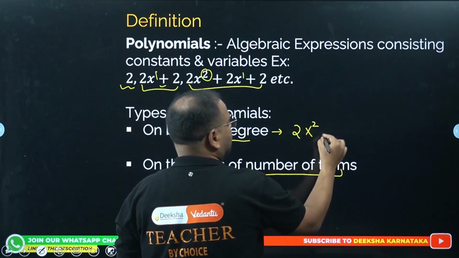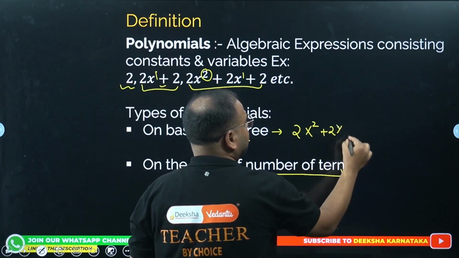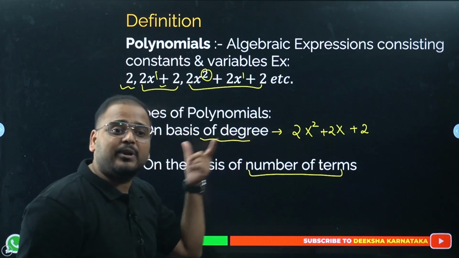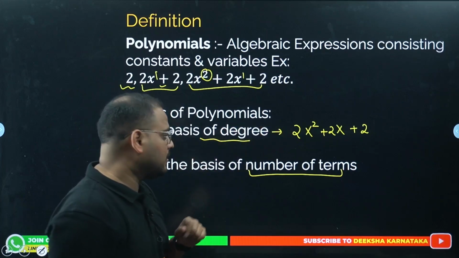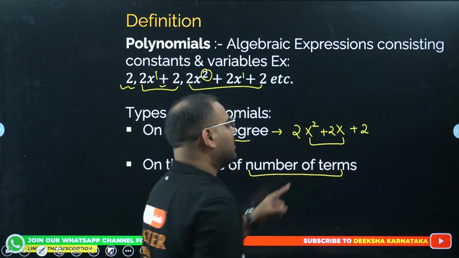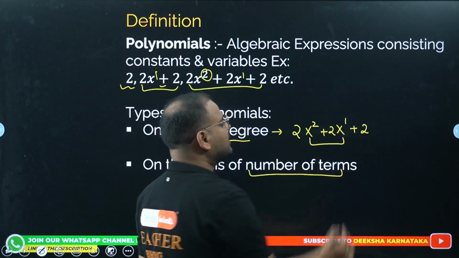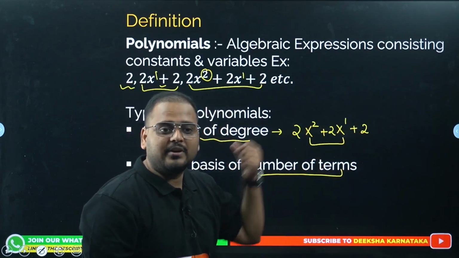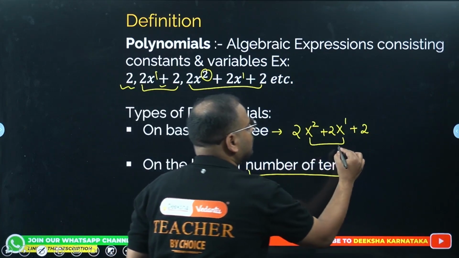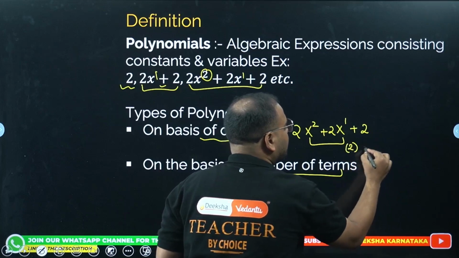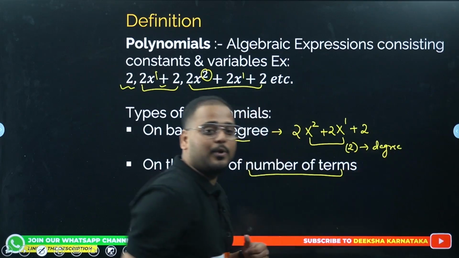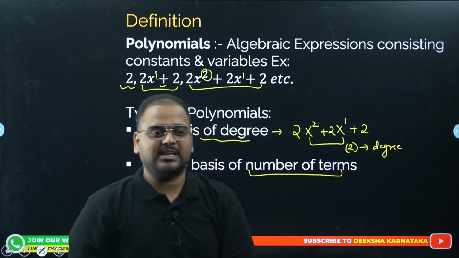2x square plus 2x plus 2. Now you only tell me, what are the exponents, what are the powers available for our variable? We have only two situations. Over here the index is just 1, the index is 2, the power is 2. What is the highest value of this power? Obviously 2. So this 2 will be called the degree of the polynomial, or degree of the algebraic expression.